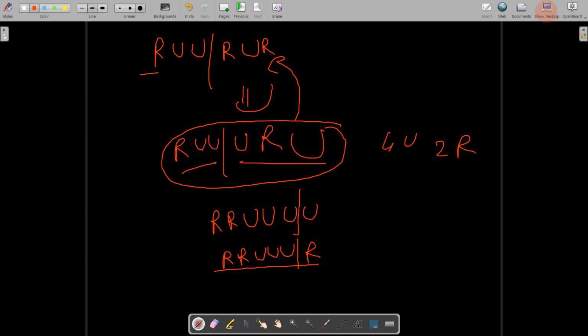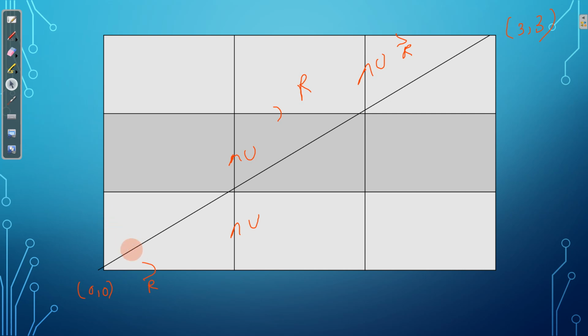I will show you here. So we have 2 rights. If we take 2 rights, 1 right, I will mark it with another color. If I take this right, again 3 ups, up, up, up. See, we are definitely trespassing the diagonal, and then again 1 right.